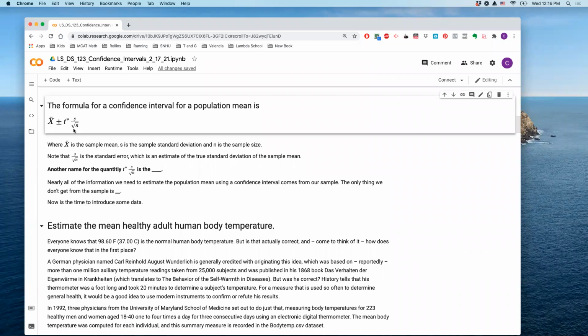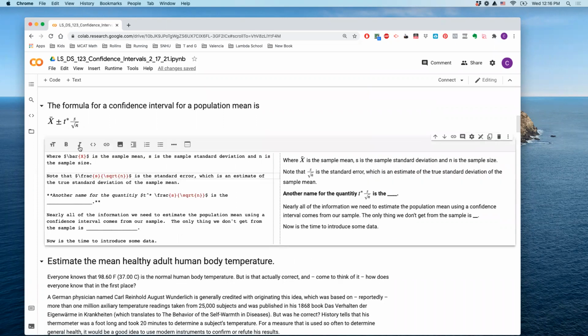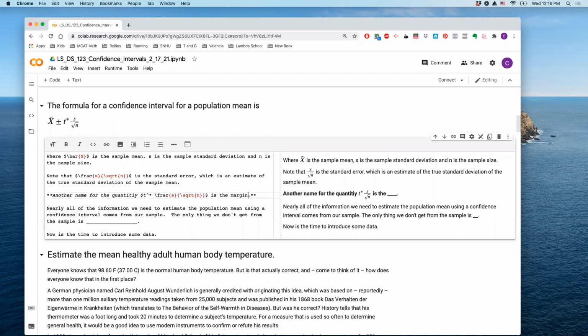Okay, so we talked about the sample mean, we talked about the standard error. We've got this thing called t-star that we're not going to talk about yet. That's our last piece, the thing that's going to come from the t distribution. But another reason that I want to point out this formula is because this whole quantity, t-star times s over the square root of n, so t-star times the standard error, has a special name that you have probably heard used before, and that is the margin of error.